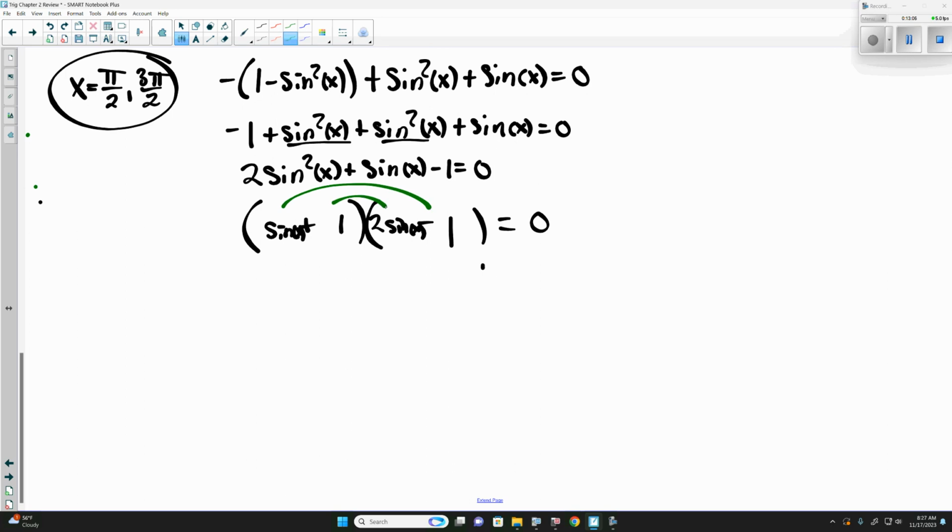I will still check this because sine times negative 1 is negative sine. 1 times 2 sine is plus 2 sine, which does give us 1 sine of x, which is the middle term we wanted. Now at this point here, again, we have two things multiplied together to equal 0, so one of them must be 0.